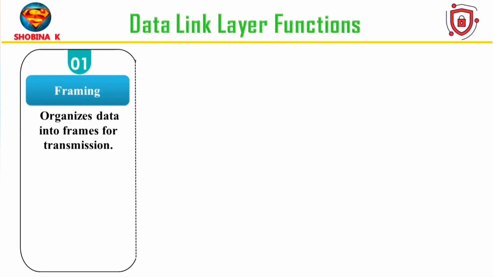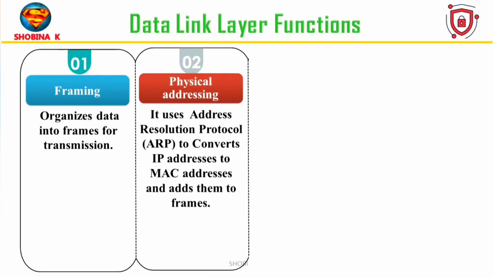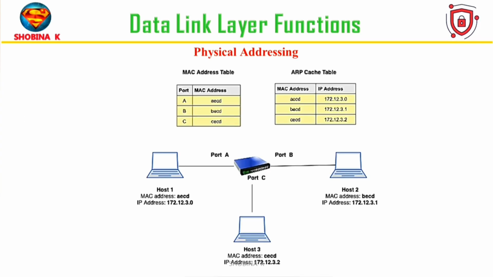Now let's move on and understand the data link layer functions. First, framing. Framing is how the data link layer organizes data by adding markers at start and end so that receiver knows exactly where each piece of data begins and ends. Next, physical addressing. The data link layer converts IP address into MAC address and includes sender and receiver's MAC address in each data frame. And this is done using address resolution protocol.